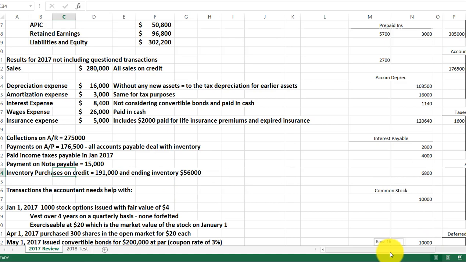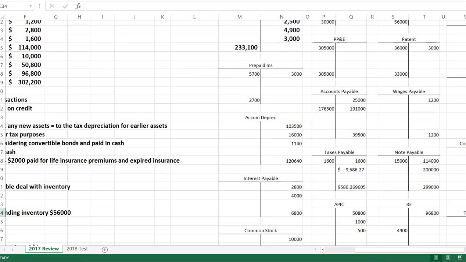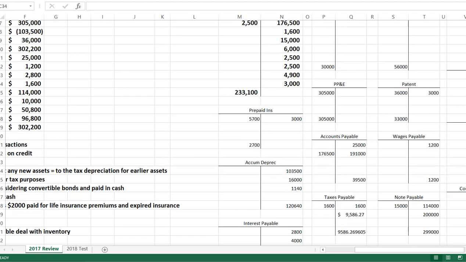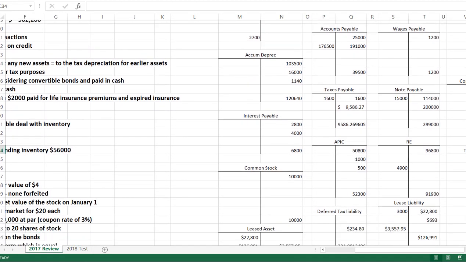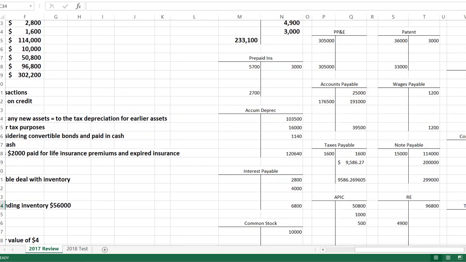That will allow us to, in our inventory T account, take the beginning balance, add the purchases, and you know what the ending balance is, so you can figure out how much you must have sold. That goes as a credit, 165,000, inventory into cost of goods sold. That's how we calculate cost of goods sold.